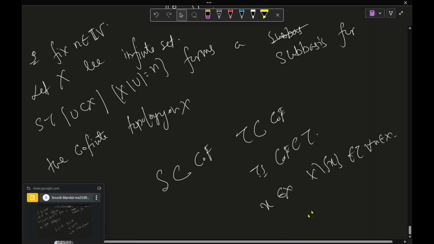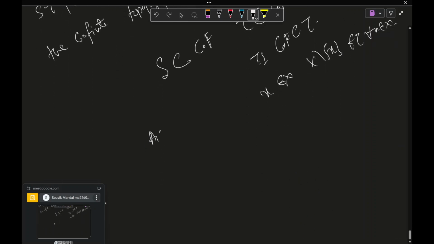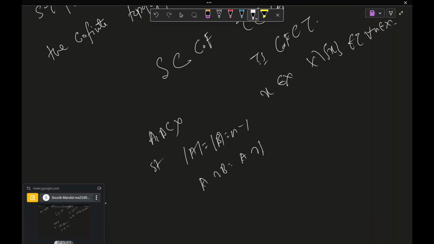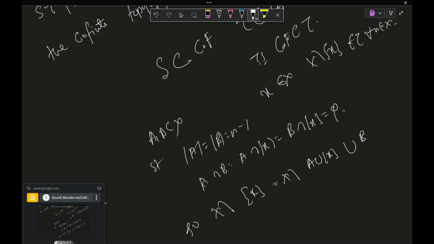So what are we doing? We choose sets A and B in X such that the number of elements in both A and B is n minus 1, and A intersection B equals A intersection singleton {x} equals B intersection singleton {x} equals empty. So X minus singleton {x} equals (X minus (A union singleton {x})) union (X minus (B union singleton {x})), and so we are done. Okay.